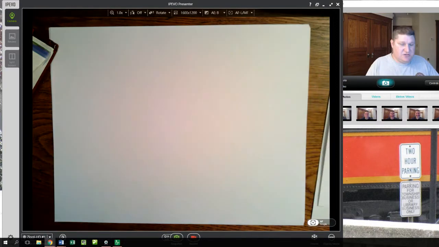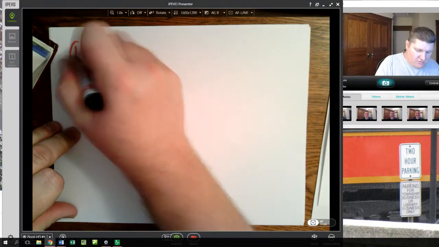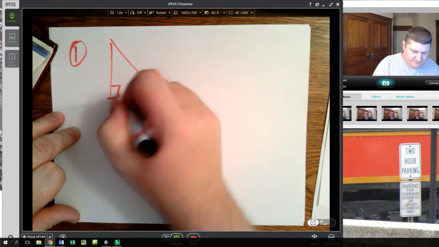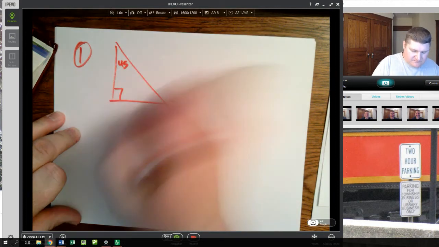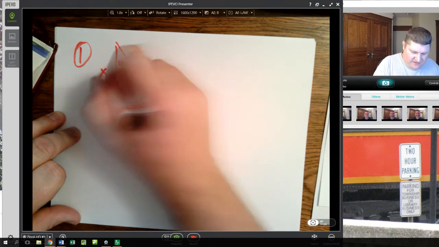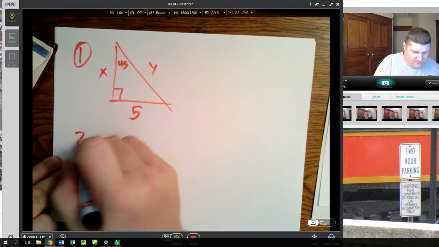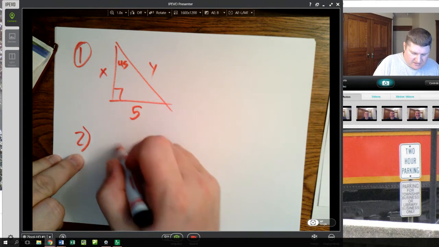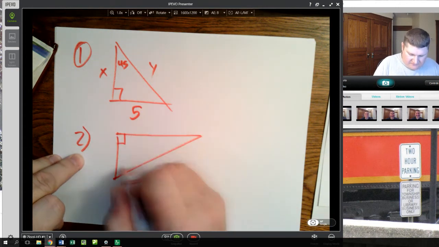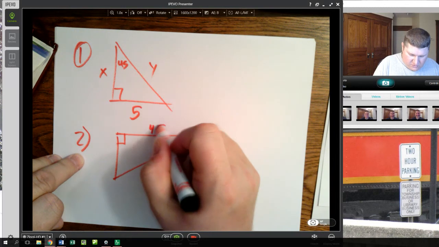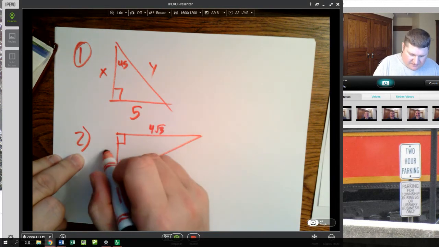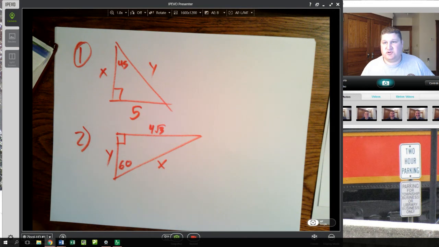Here's what I want you to do. Here's a problem or two. Number 1. If I have a side of 5, find x and y. Number 2, here we go. If I have this and I have 4 root 3 across from the 60, find x and y. There you go. Those are your two problems.